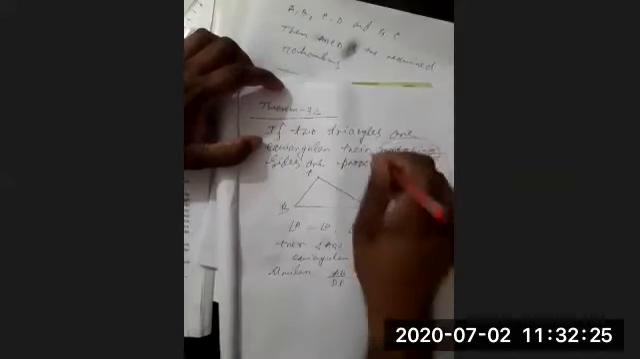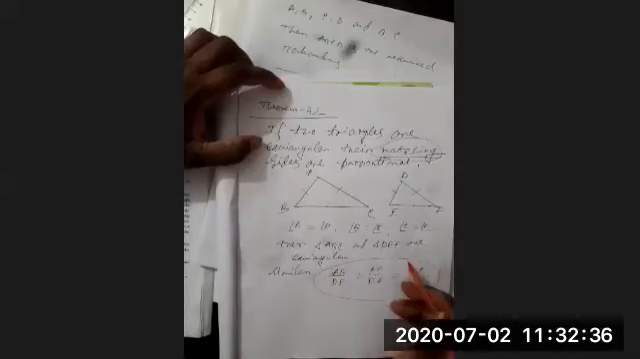Here one condition is matching sides. What do you mean by matching sides? Matching sides means corresponding sides. Here AB corresponds with DE, AC is matching with DF, and BC is matching with EF. And proportionally means both triangles are similar proportionally. Matching sides are proportional. It means the two triangles are similar to each other.